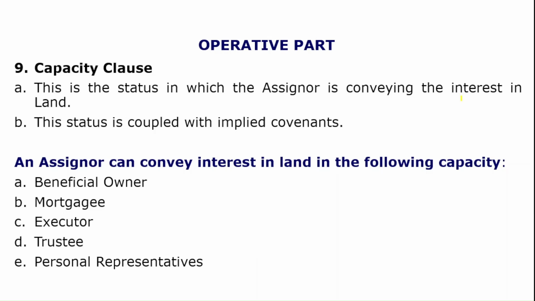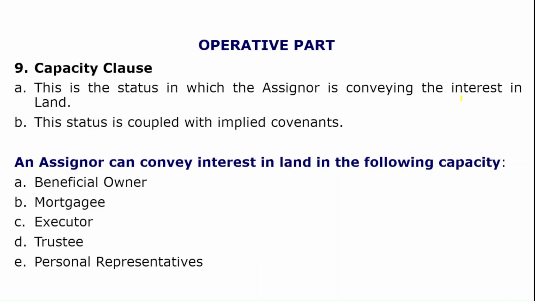Administrators or personal representatives. So let's go back to the first one, which is beneficial owner. This one is very simple and straightforward. Why? Because how do you know the meaning of beneficial owner? Of course, you have already seen the word owner. It simply means that this person probably bought the land. It's his land. It belongs to him.